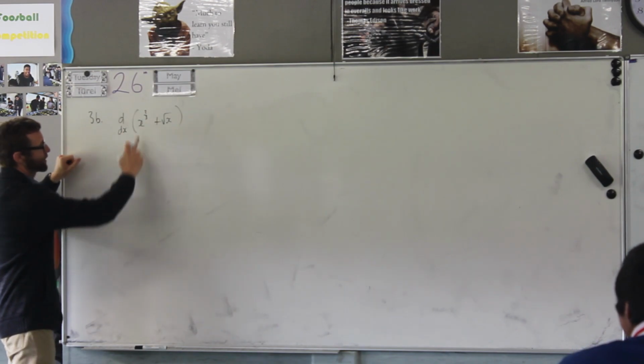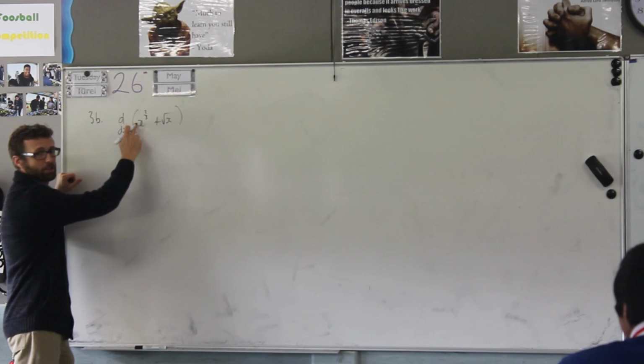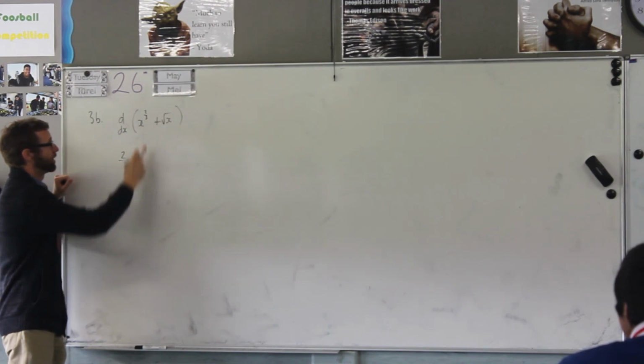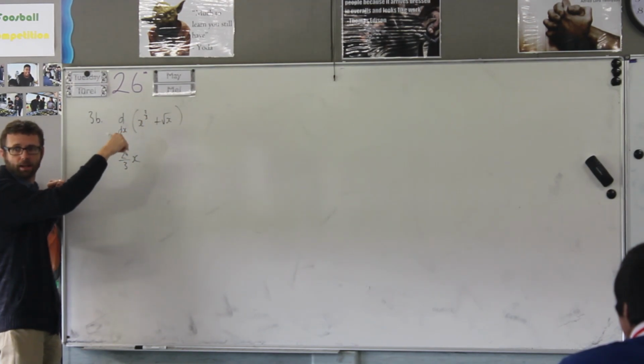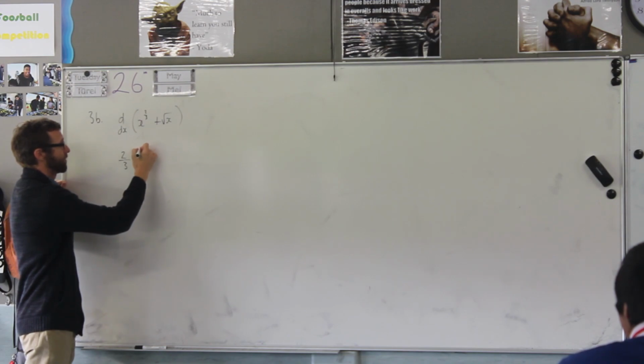Okay, so let's look at this one here. We're going to multiply the coefficient of x by 2/3. Then the power drops down by 1 whole. So we're subtracting 3/3 here, so it will end up being to the power of minus 1/3.